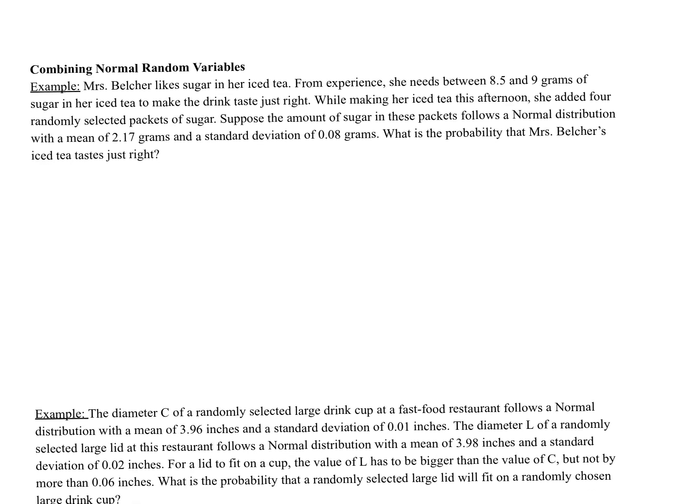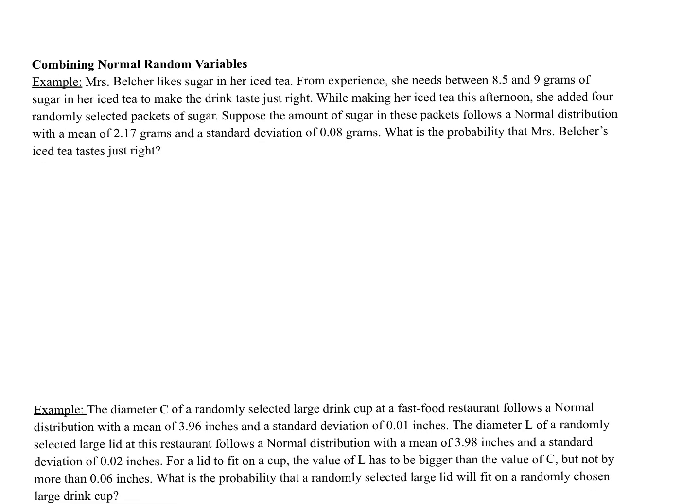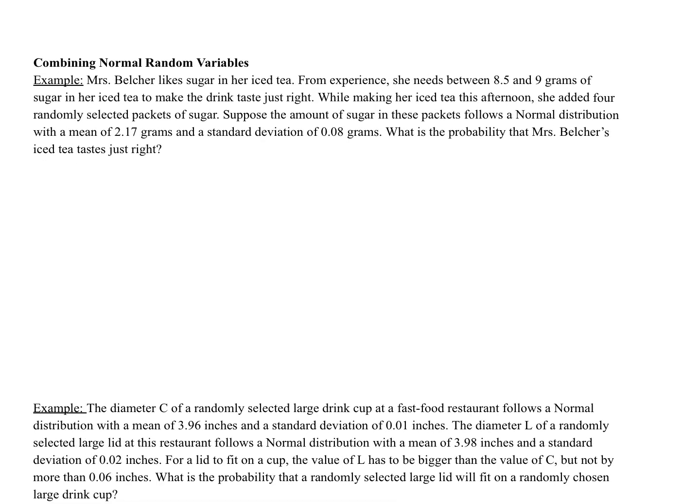All right, so next let's talk about combining normal random variables. So Mrs. Belcher liked sugar in her iced tea. From experience, she needs between 8.5 and 9 grams of sugar in her iced tea to make the drink taste just right. While making her iced tea this afternoon, she added 4 randomly selected packets of sugar. Suppose the amount of sugar in these packets follows a normal distribution with a mean of 2.17 grams and a standard deviation of 0.08 grams. What is the probability that Mrs. Belcher's iced tea tastes just right?